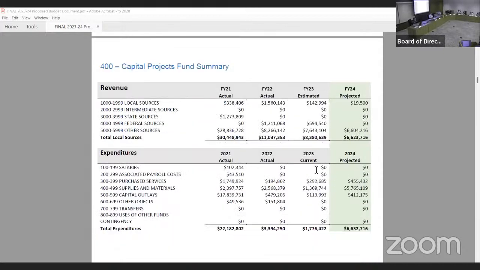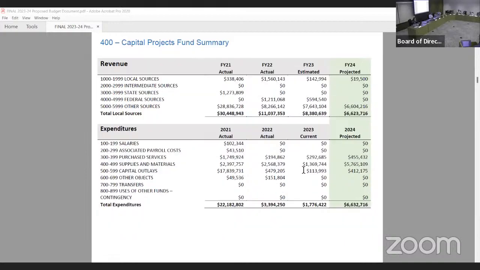Just a summary of our capital projects fund. It largely matches what you saw earlier, just with the projection out to the end of this year. We project we'll have about $6.6 million for capital projects. And again, that includes mostly curriculum, technology, and maintenance of our buildings, and any construction we would want to do in line with the bond question.